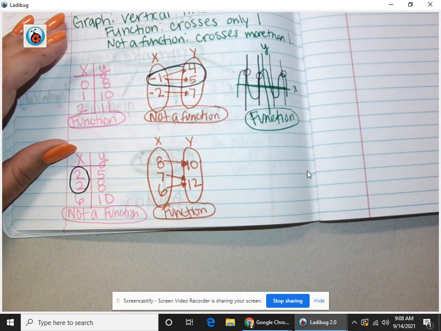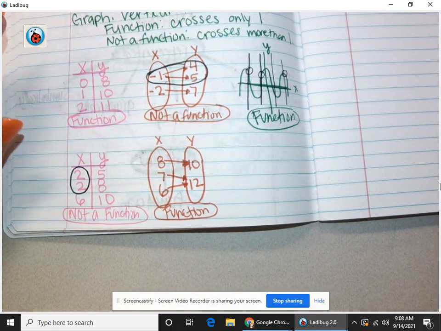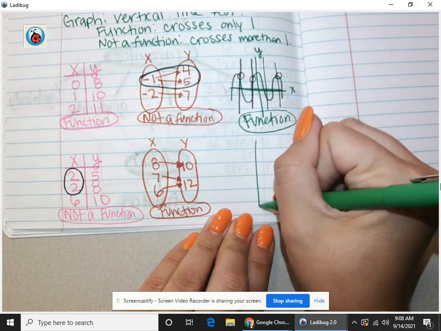Oh, I'm sorry. If I move my mouse a specific way.